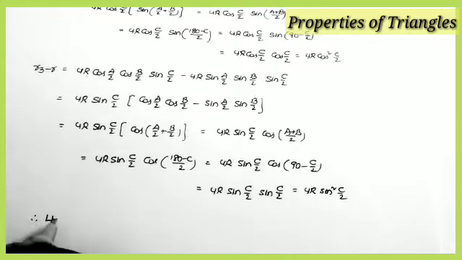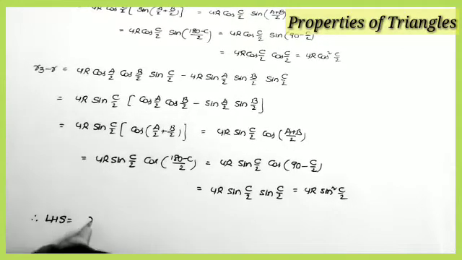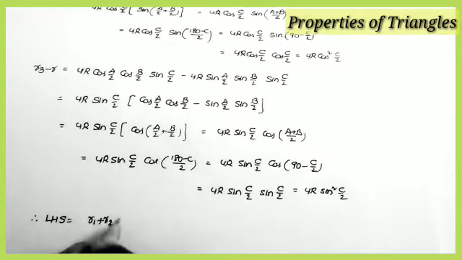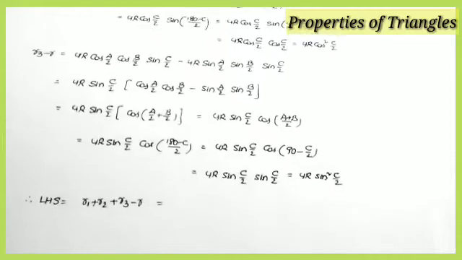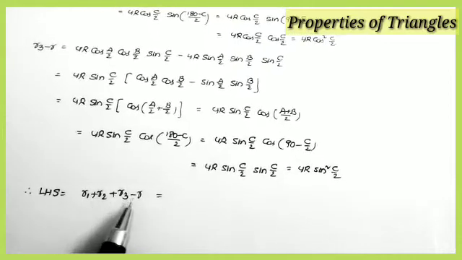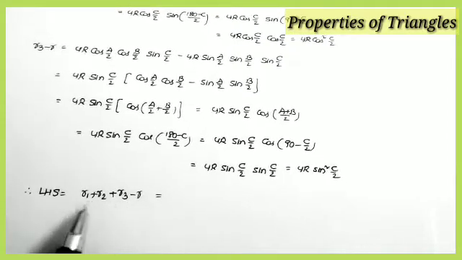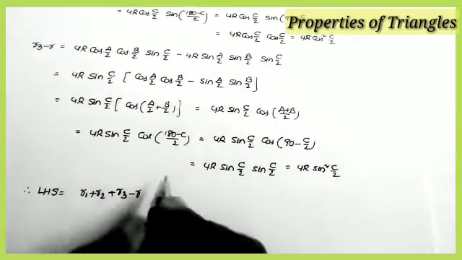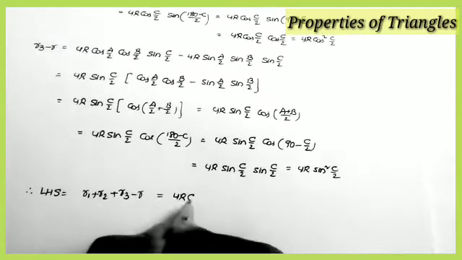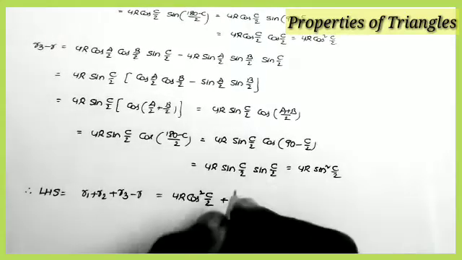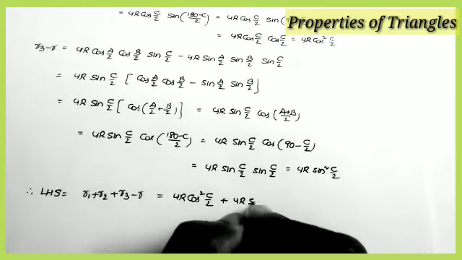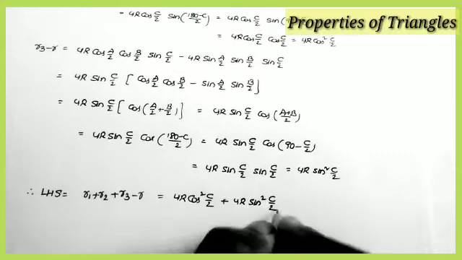Therefore, taking the LHS and replacing the two values. What is the LHS? R1 plus R2 plus R3 minus R. What is the R1 plus R2 value? That is equal to 4R cos square C by 2. And what is the R3 minus R simplification value? 4R sin square C by 2.